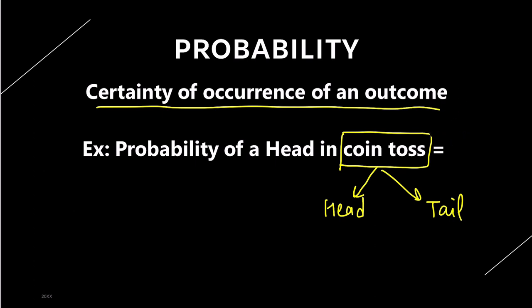Now, what is the probability of head coming? Whenever there is a coin toss happening in a cricket match, right? So whenever they toss a coin, what is the probability of head coming? Probability of head coming is 50% and probability of tail coming is 50%.